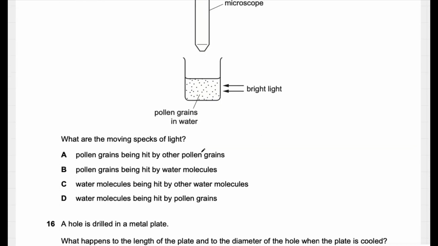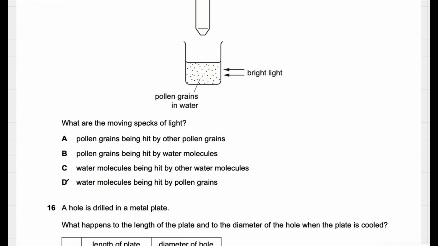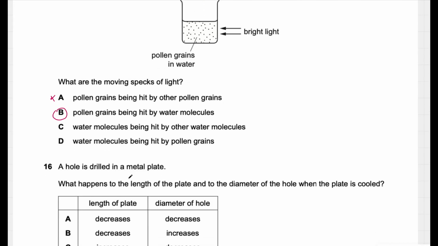Now, what is the moving speck of light? Of course, it's the polygrains, right? The polygrains being hit by other polygrains? No, polygrains are not hit by other polygrains. Polygrains are being hit by water molecules. Yes, right? Because there's water here. That is the reaction between water and polygrains. So polygrains are being hit by water molecules. I think that's the correct answer.